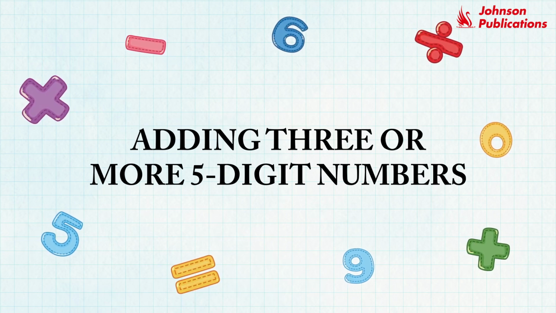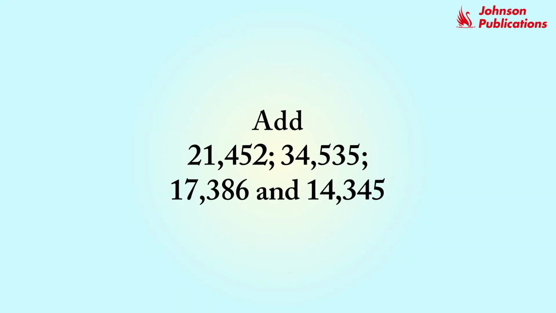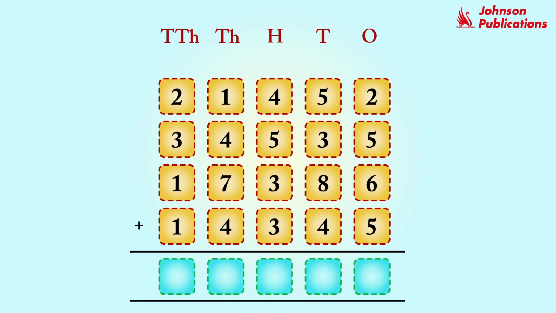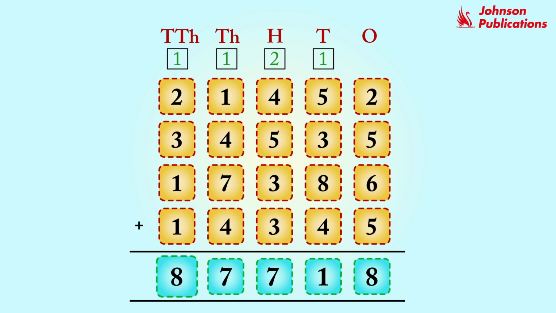Addition of 3 or more 5-digit numbers. Let us add these numbers. Write the numbers in vertical columns like this. Thus, the sum is 87,718.